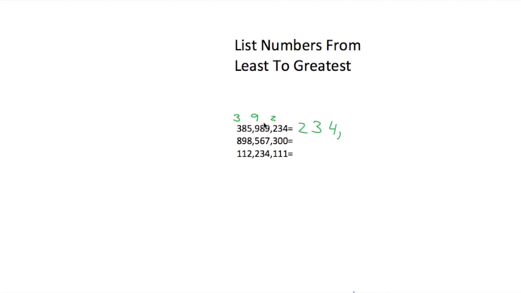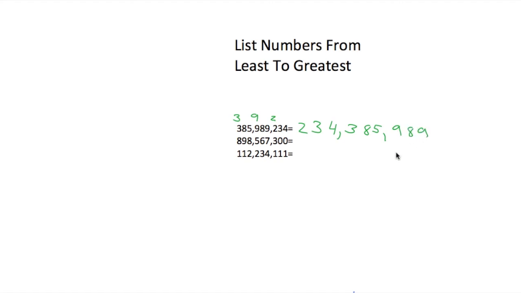Our next one. So we have 3, 9. So we already know 3 is smaller than 9. So least is 385. And then our biggest one, 9, which is the last one that's left. So we are done with problem number 1. We listed it from least to greatest.